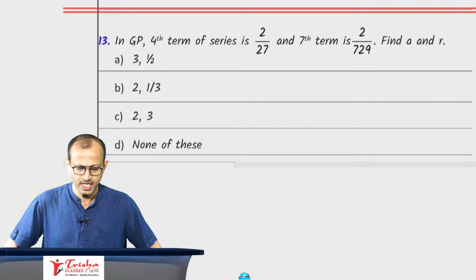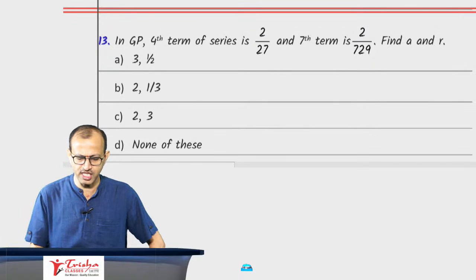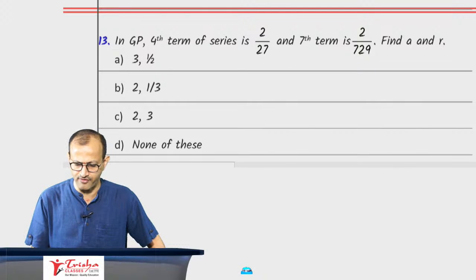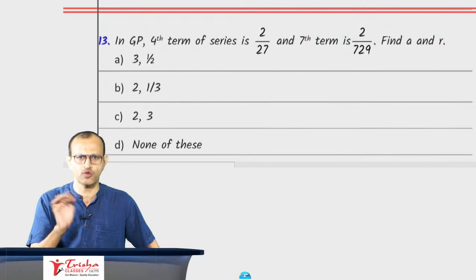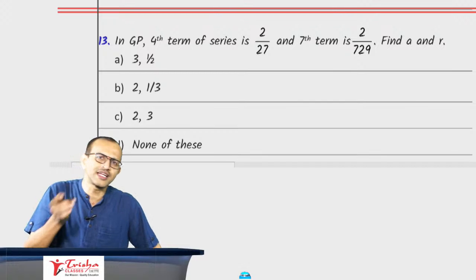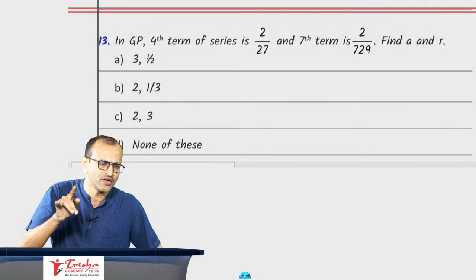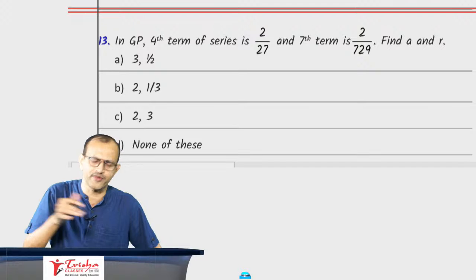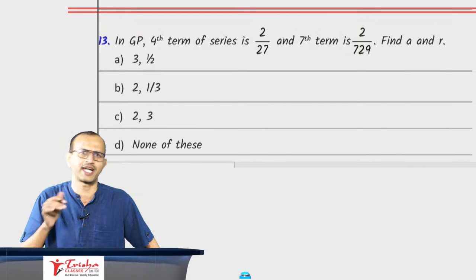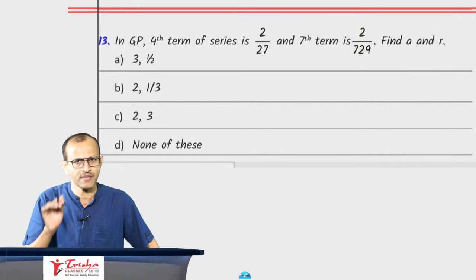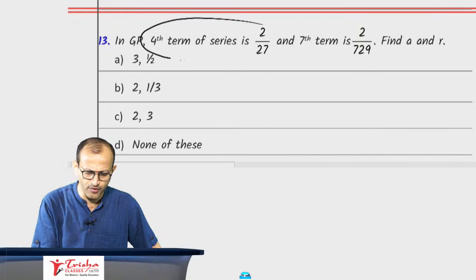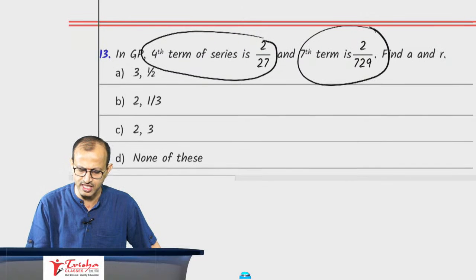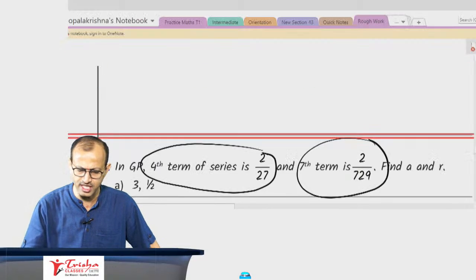In GP, fourth term of the series is 2 by 27. Seventh term is 2 by 729. Find A and R. There are two questions they have asked you. Like earlier, A and D we worked out, now we have to work out A and R. A is the first term and R is the common ratio. They have given the fourth term and the seventh term.